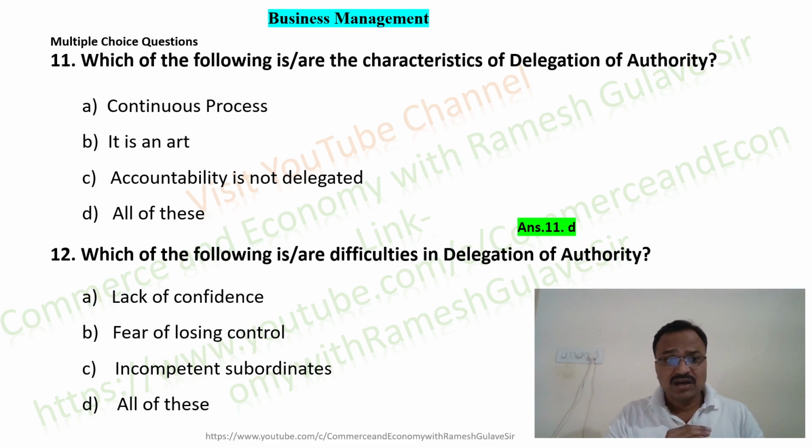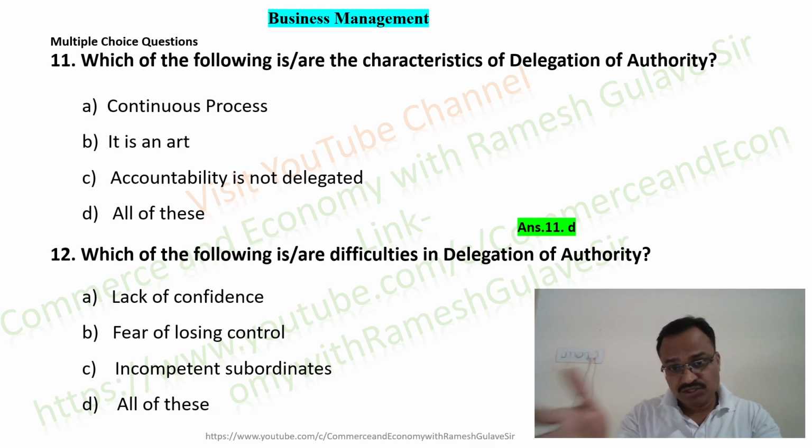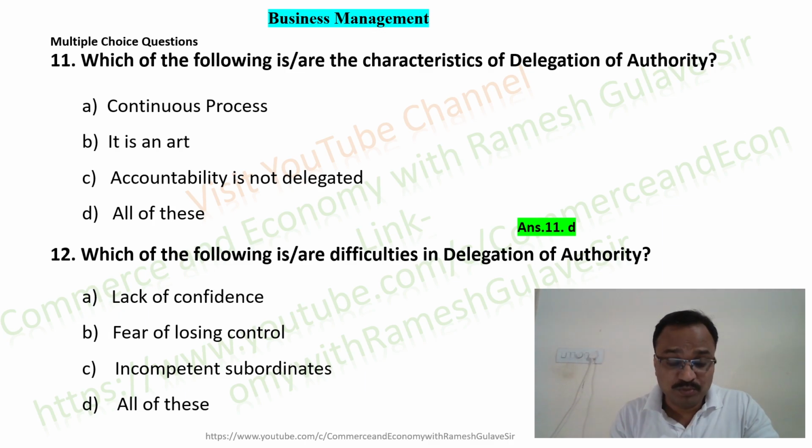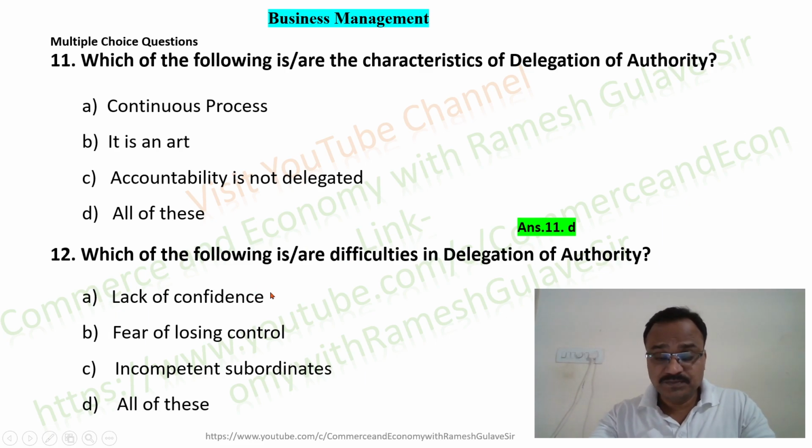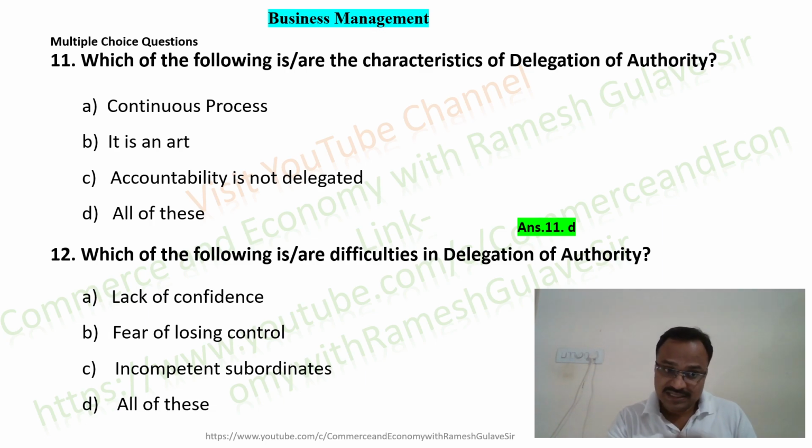At the same time, the lack of confidence on the subordinate is also a difficulty from the point of view of the superior. See friends, this lack of confidence can be in the mind of the superior that the subordinate may not perform. At the same time, that lack of confidence can be in the mind of the subordinate also. The subordinate may feel that I am not able to do this job, or I am not able to get that power and all these things. So this is one of the important difficulties in the delegation of authority.